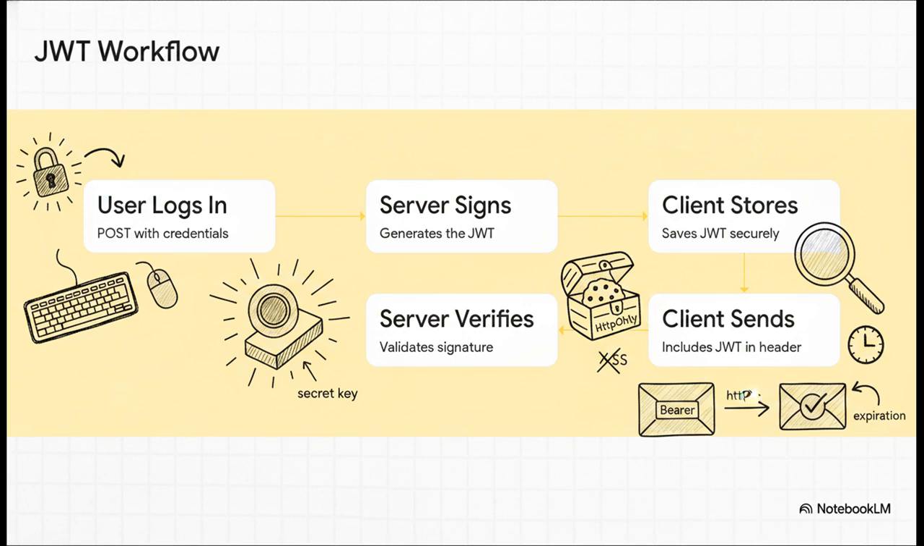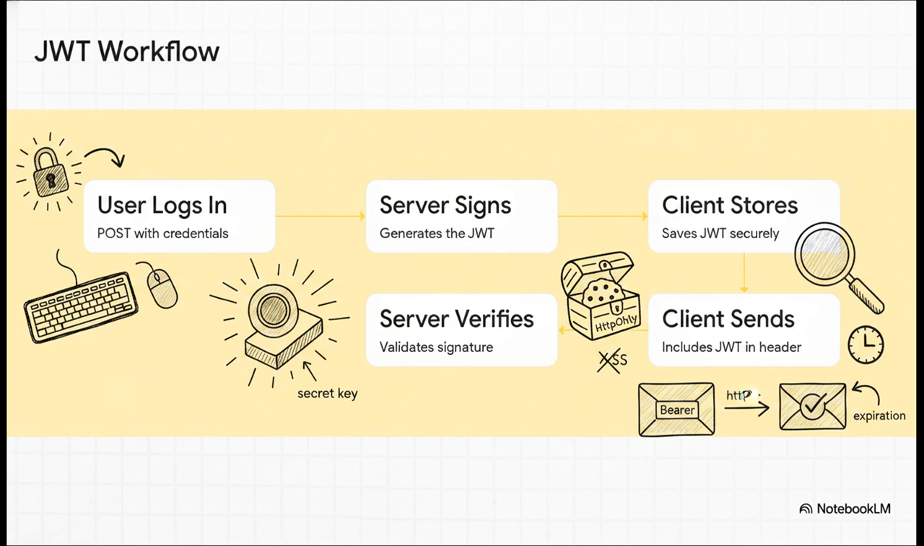Step 2. The server verifies those credentials against its database. If everything checks out, the server generates the JWT, signs it with its secret key, and hands it back. Step 3. The client securely stores this token. Ideally, you want this in an HTTP-only cookie to heavily defend against cross-site scripting attacks.